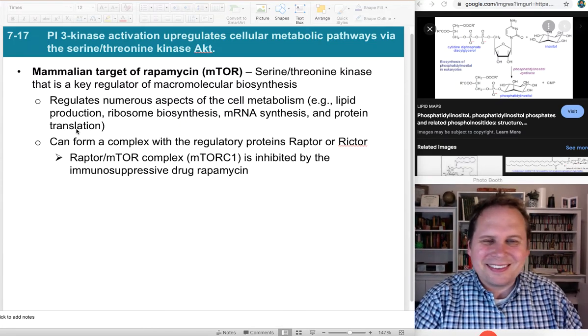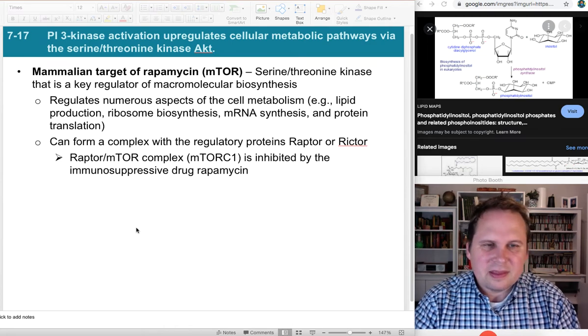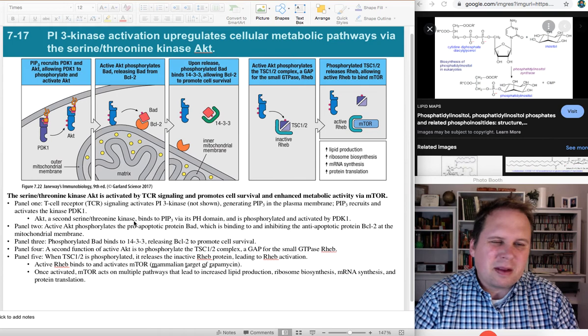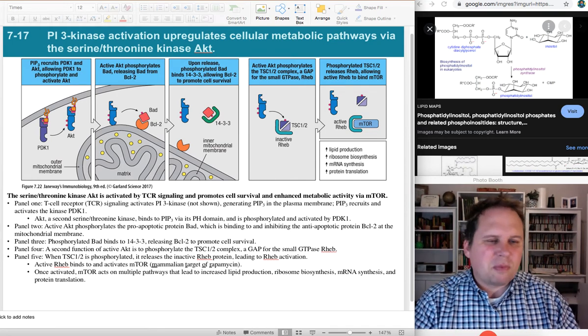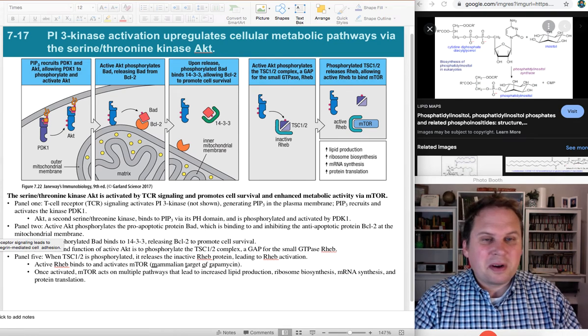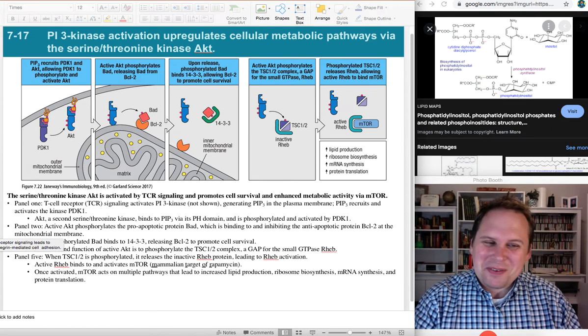So rapamycin ends up being immunosuppressive among the other things that it does, in this way, by hitting T cells. So how does that work? Where does this mTOR come in? Would you believe me if I told you it involved PIP3?